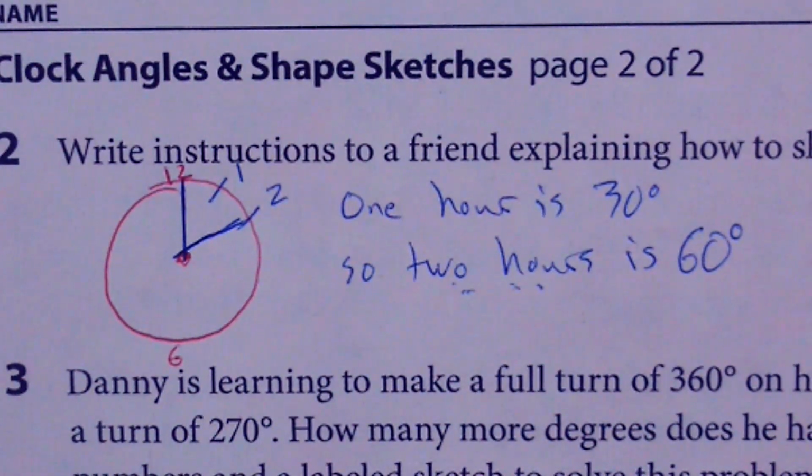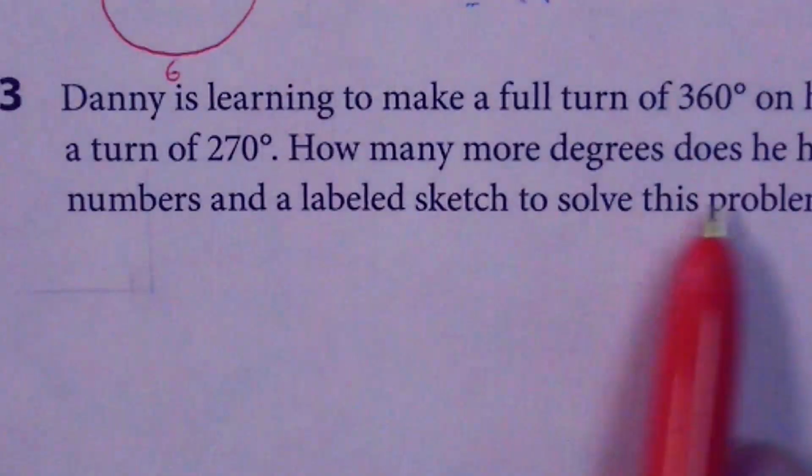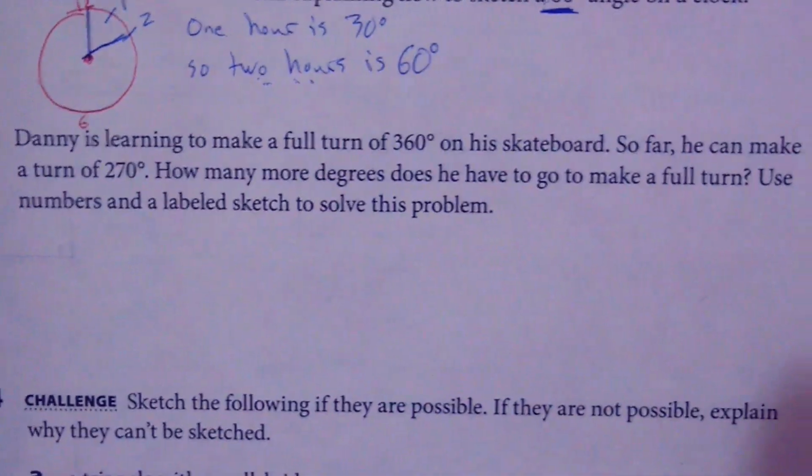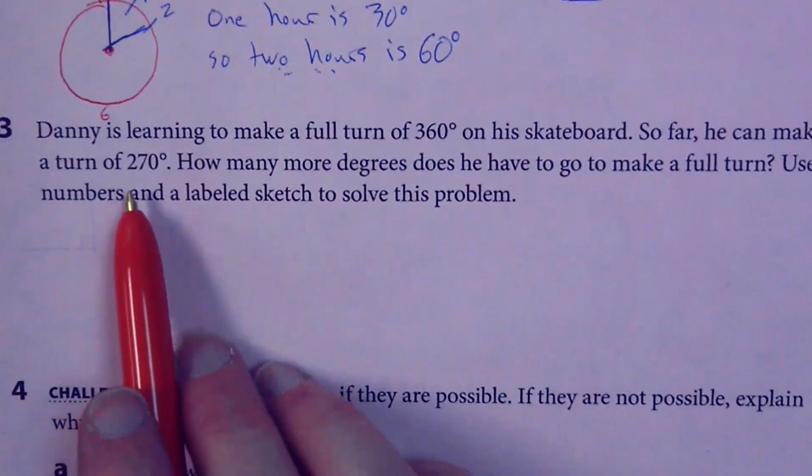Danny is learning to make a full turn of 360 degrees on his skateboard. So far, he can make a turn of 270 degrees.